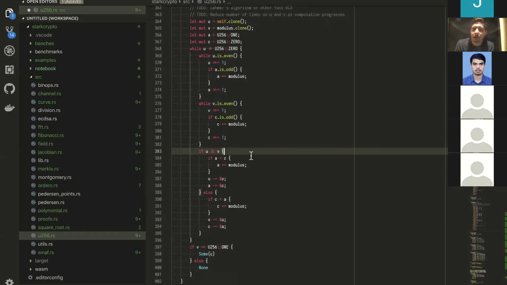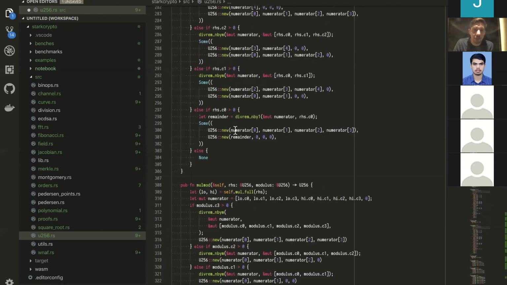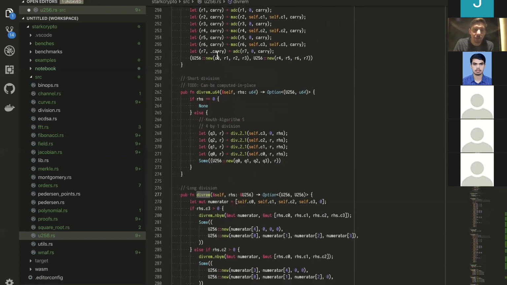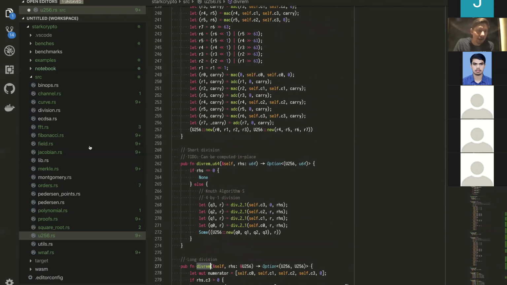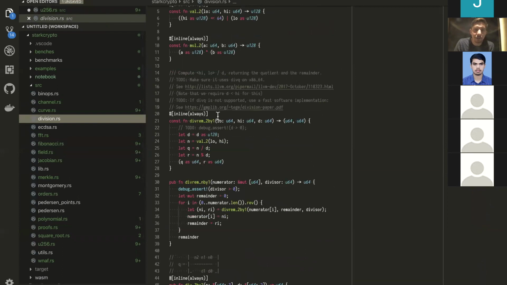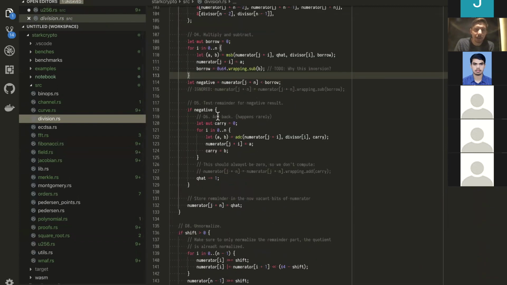Compute the remainder at every iteration, the quotient and the remainder. And this is an awkward operation. We haven't gone into how you do division and remainder in U256, but I can just show you the code and it'll give you an idea of the complexities involved. It's a separate file just to do divisions.